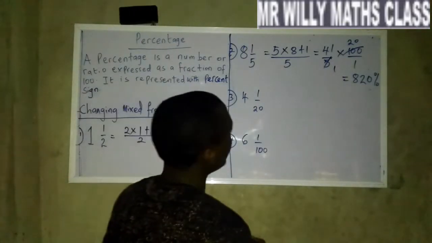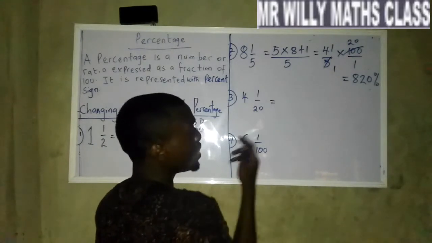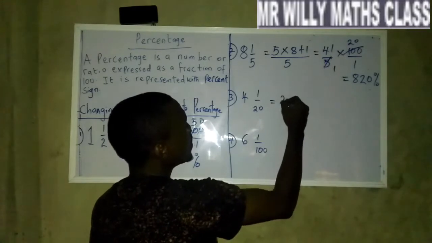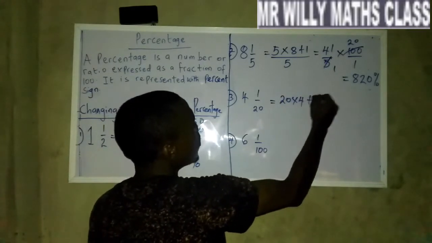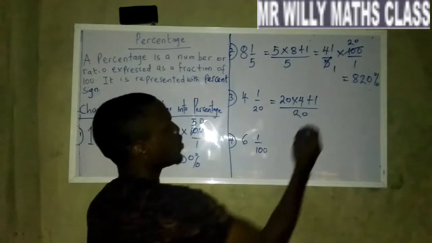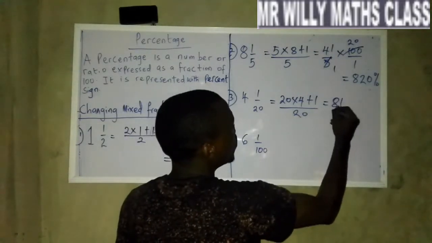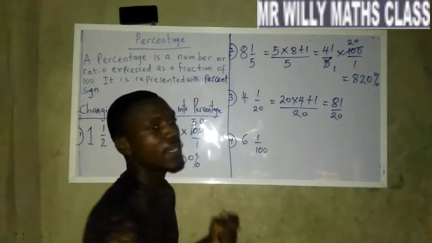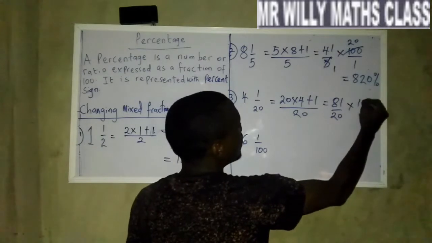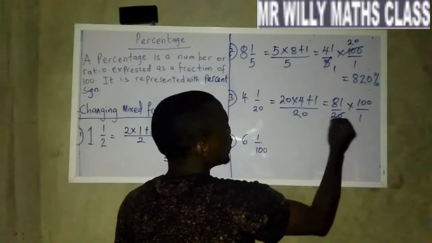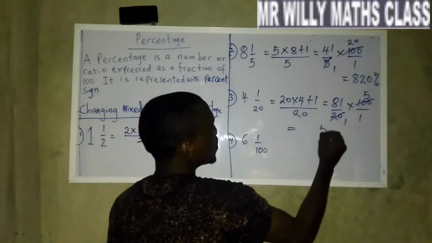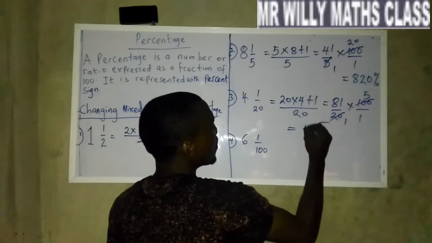4 whole number 1/20. How do you do that? You change this mixed number into improper fraction by multiplying 20 with 4. Then you add your 1. 20 times 4, that's 80. 80 plus 1, that's 81/20. I've changed the mixed fraction into improper fraction. The next thing is to multiply with 100 to convert to percentage. That will be over 100. 20 here 1, 20 here 5. Now 81 times 5, that's 405%.